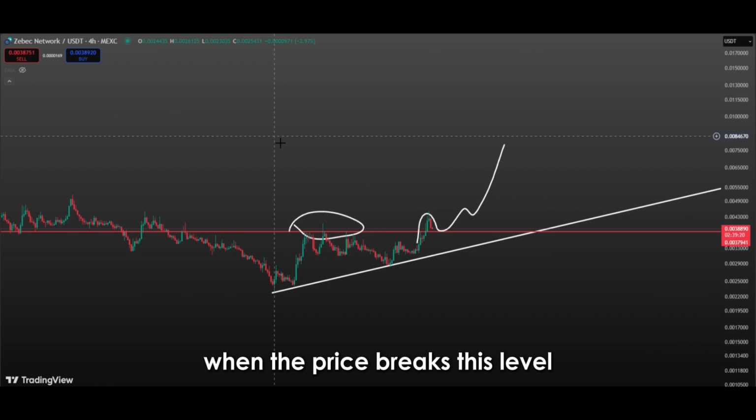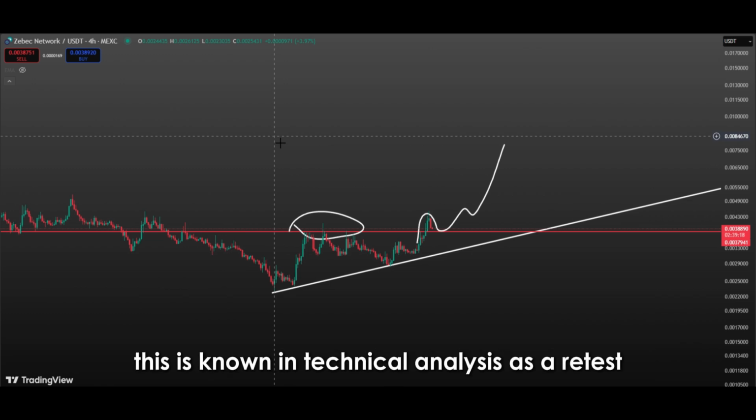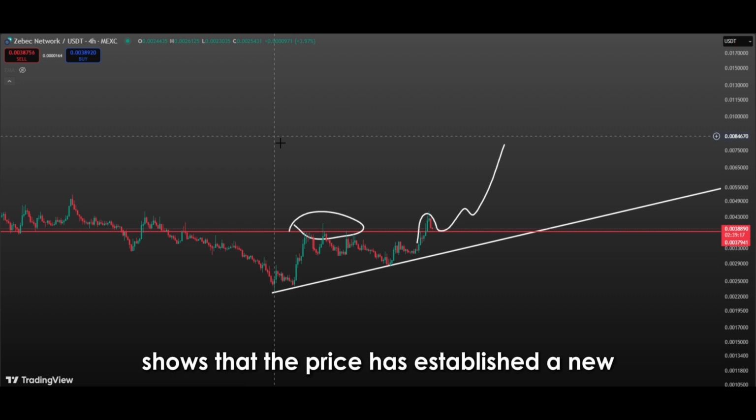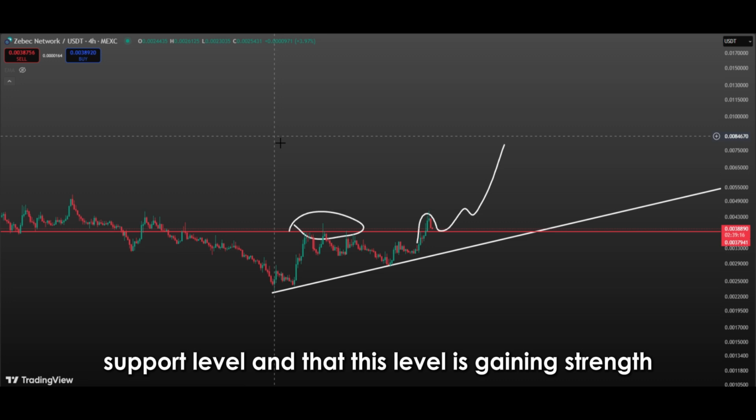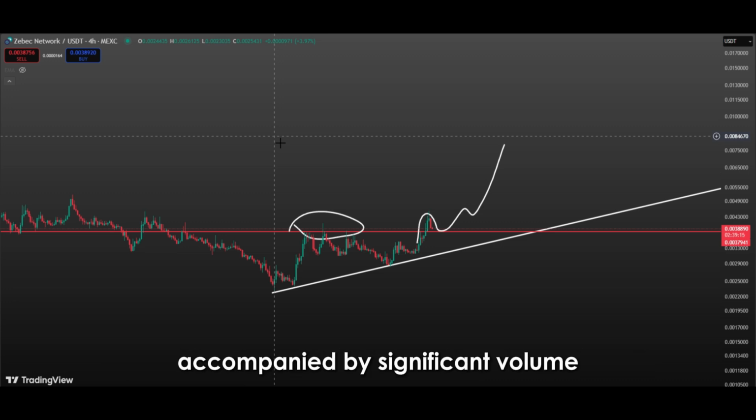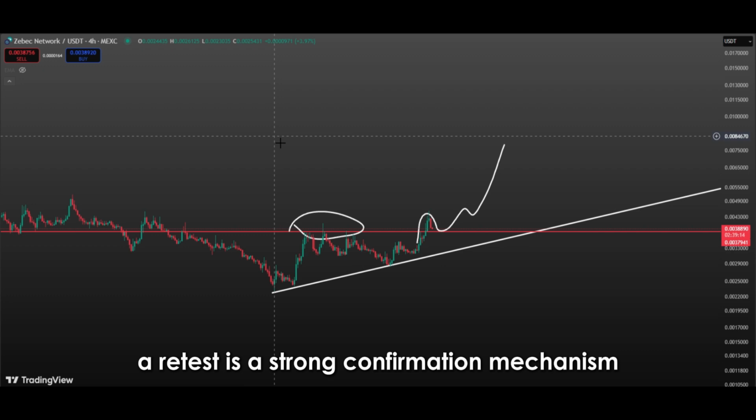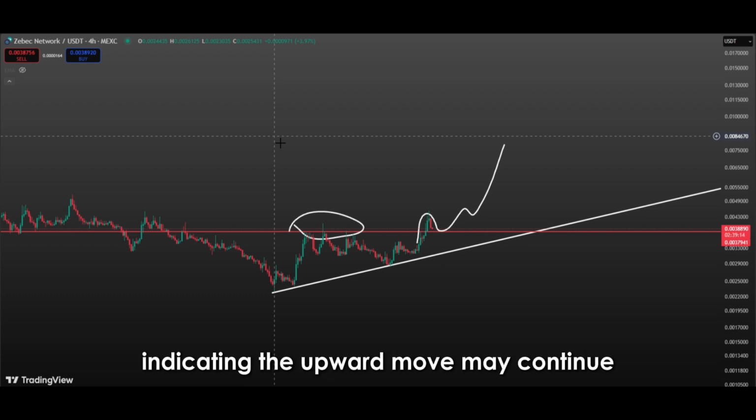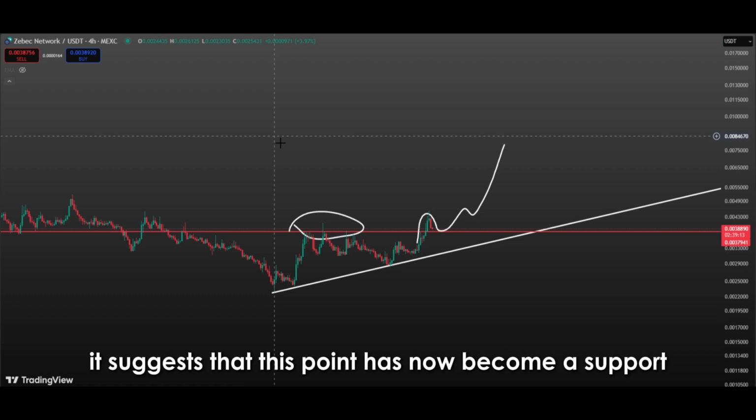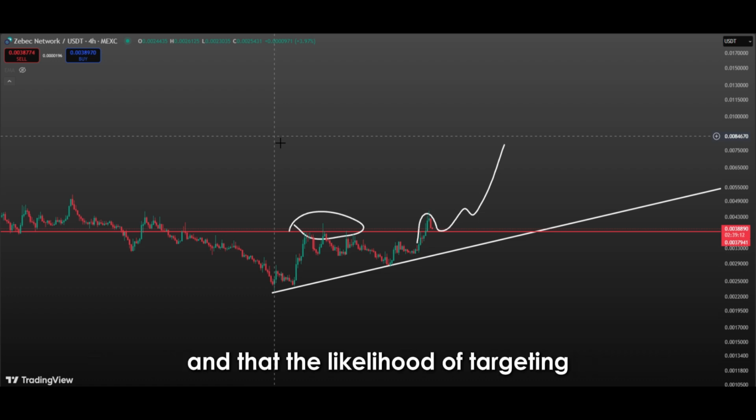Therefore, breaking through these levels can signal a shift in overall market sentiment and the potential continuation of an upward trend. When the price breaks this level and then returns to test it, this is known in technical analysis as a retest, and it's a commonly observed pattern. This structure shows that the price has established a new support level and that this level is gaining strength. Especially after a breakout accompanied by significant volume, a retest is a strong confirmation mechanism indicating the upward move may continue. In other words, if the price reacts positively at this level, it suggests that this point has now become a support and that the likelihood of targeting higher price levels has increased.